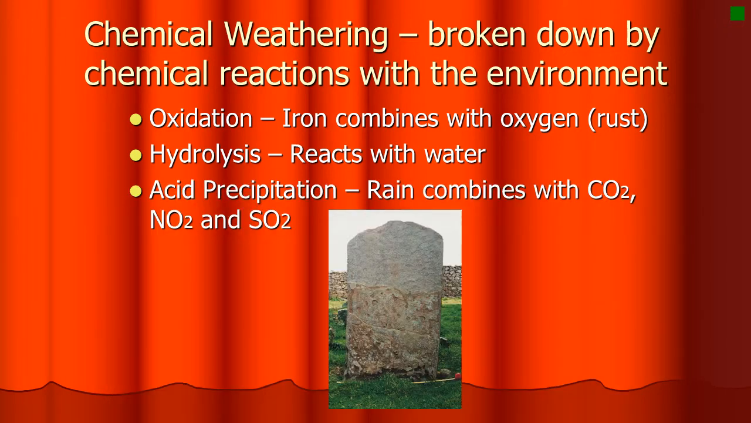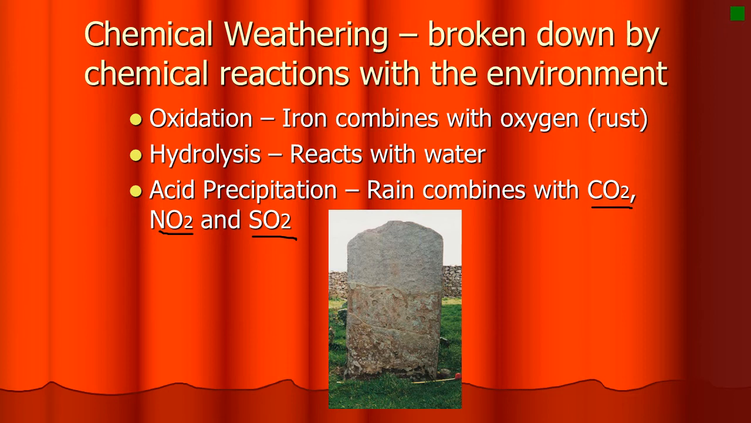And we finally have what's called acid precipitation. You've heard of acid rain before, probably. This is not acid like it's going to eat through your skin, but it is rain that has combined with things like carbon dioxide, nitrogen dioxide, and sulfur dioxide, and that forms a slightly more acidic water.